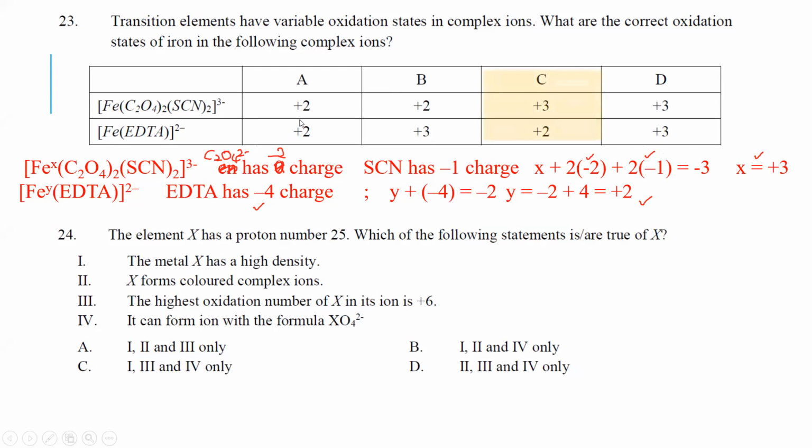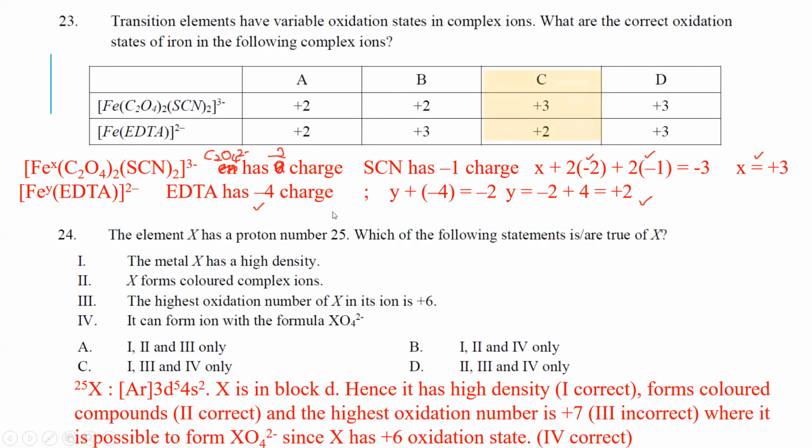Okay, 24. The element X has proton number 25. Which of the following statements is true? So 25 means that X is a transition element with the valence electron configuration 3d5 4s2. So it is from the d block. Hence, it has a high density, forms colorful ions, and also has the highest oxidation state of +7. Not +6, so it's +7, and we can form the formula XO4 2 minus. So the best answer in here is 1, 2, and 4. So that is very straightforward for number 24.